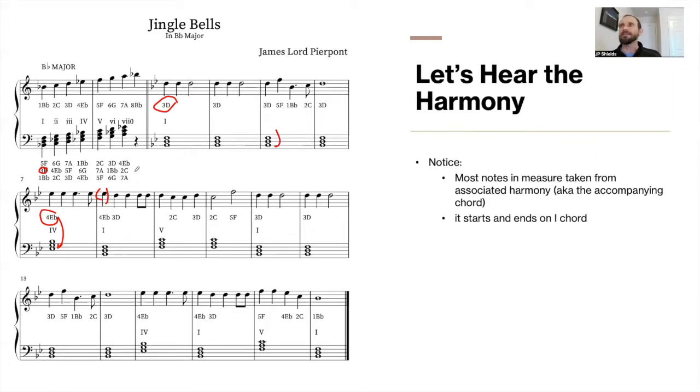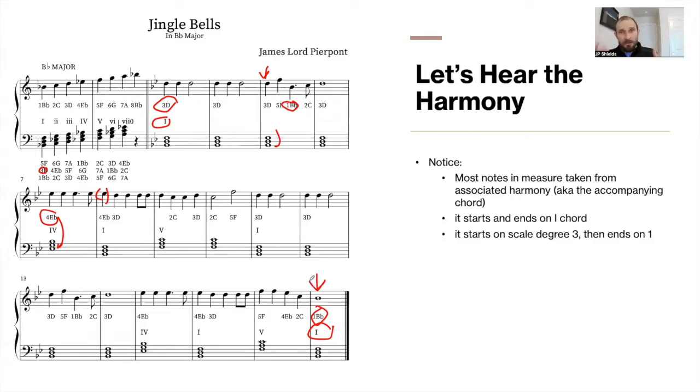Also, notice that it starts and ends on the one chord. This is to show where we begin and where we end. Additionally, it begins on scale degree three and only plays scale degree one on a downbeat at the end. Notice that this is kind of a strong beat, but it's not as strong as that. For the most part, we just see three throughout, and we only see one on a downbeat at the end.